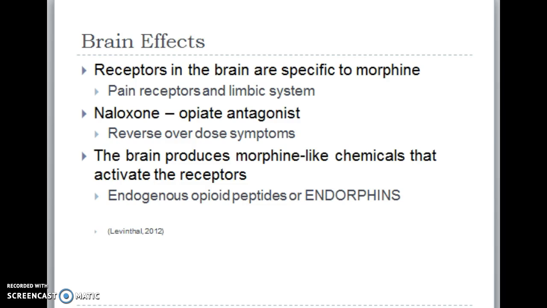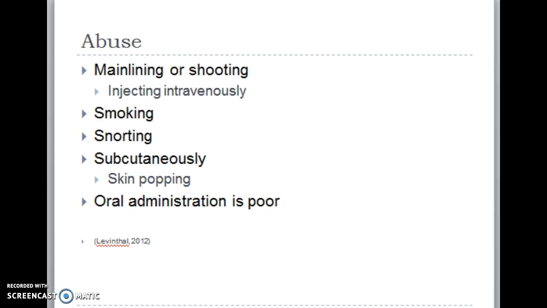So the brain produces morphine-like chemicals that activate the receptors. So they're actually already in the brain, morphine-like chemicals. So your brain already produces chemicals that are similar to morphine, but when you take morphine, it's actually activating them.